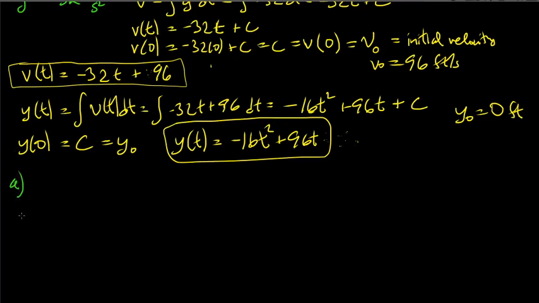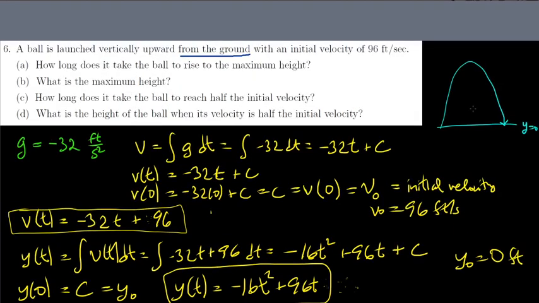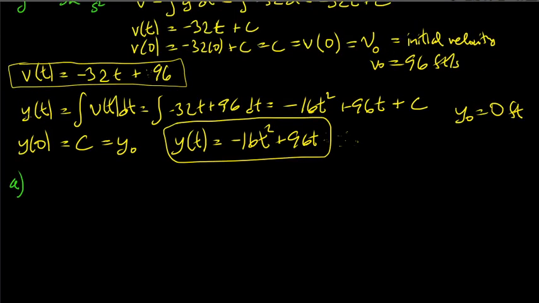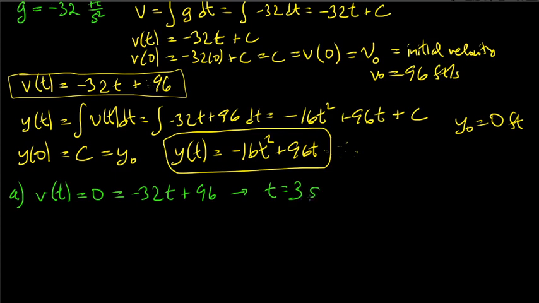So question A, how long does it take for the ball to reach the maximum height? Well, at the maximum height, it's going up, it's coming down, the velocity is 0. So part A is just asking for, when is the velocity equal to 0? So you just solve this equation, and you get t is equal to 96 over 32, which is 3 seconds.